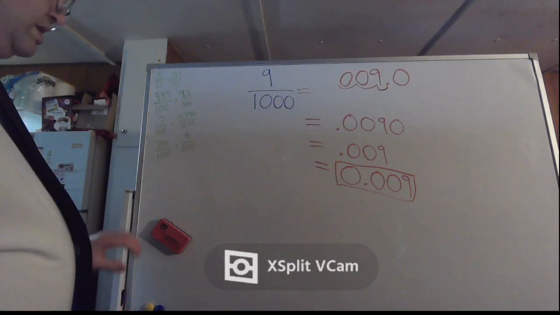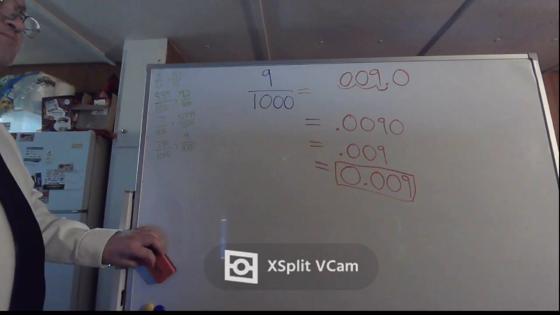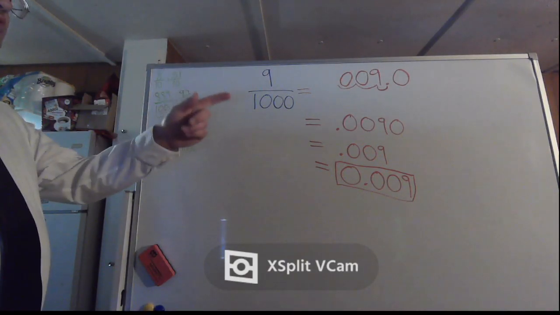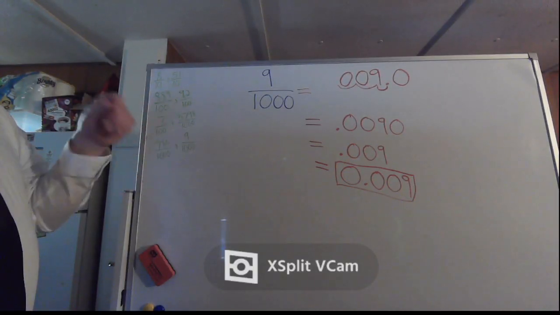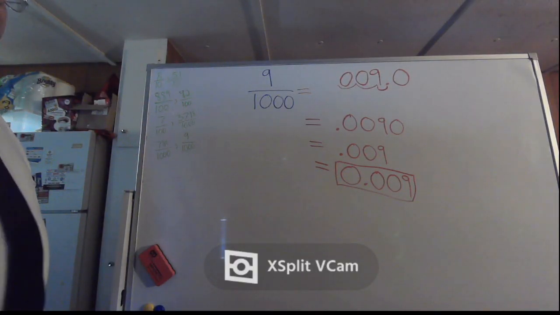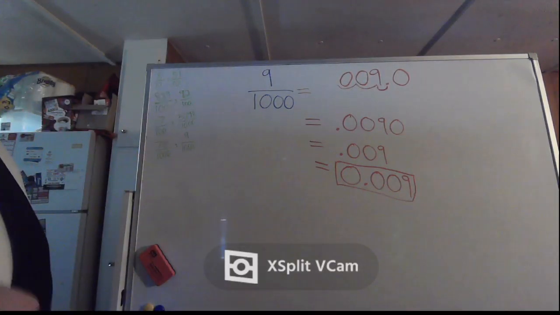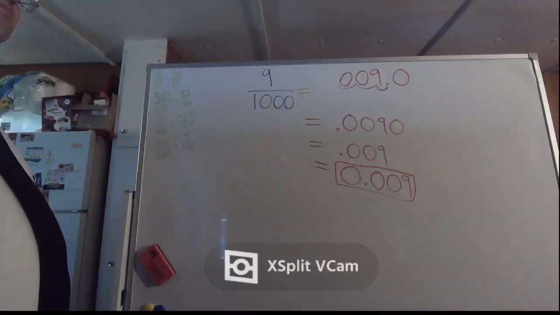So that's really all there is to doing these. To convert it to a decimal, just take your whole number and figure out how many zeros you have and move it that many places to the left. Pretty simple, and you can always add zeros to the left of the whole number as you need to figure out your decimal places, like we did there.